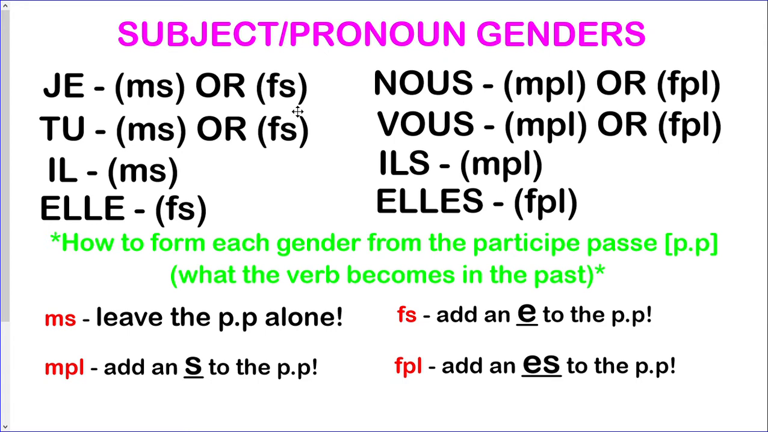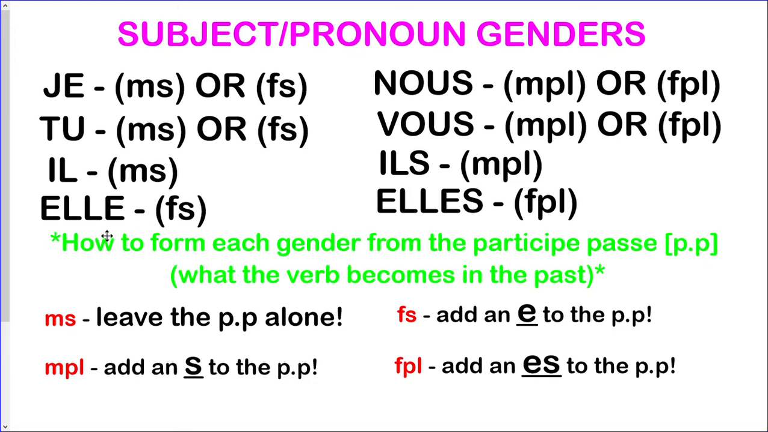We can be a group of girls, or a group of boys, or a group of boys and girls mixed, which would make that MPL, so masculine plural or feminine plural. Vous, again, masculine plural or feminine plural. Ils, the plural will always be masculine plural, and elle will always be feminine plural. And again, remember, ils can be all boys or boys and girls mixed.